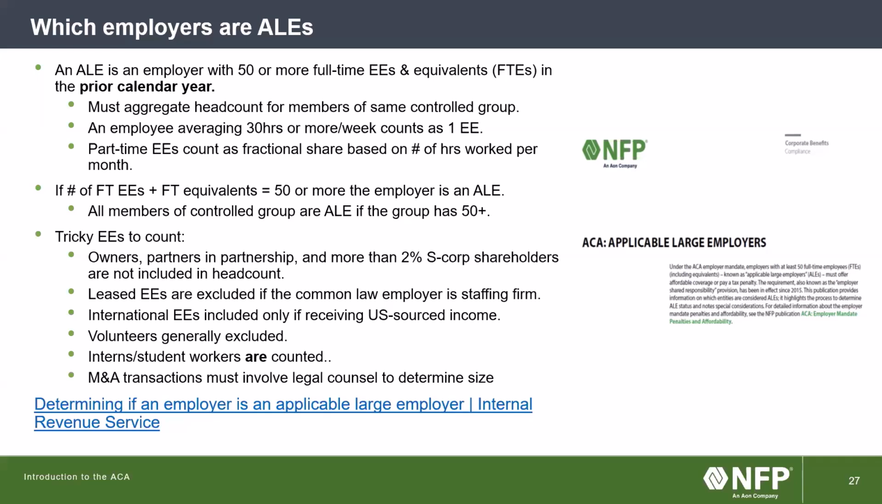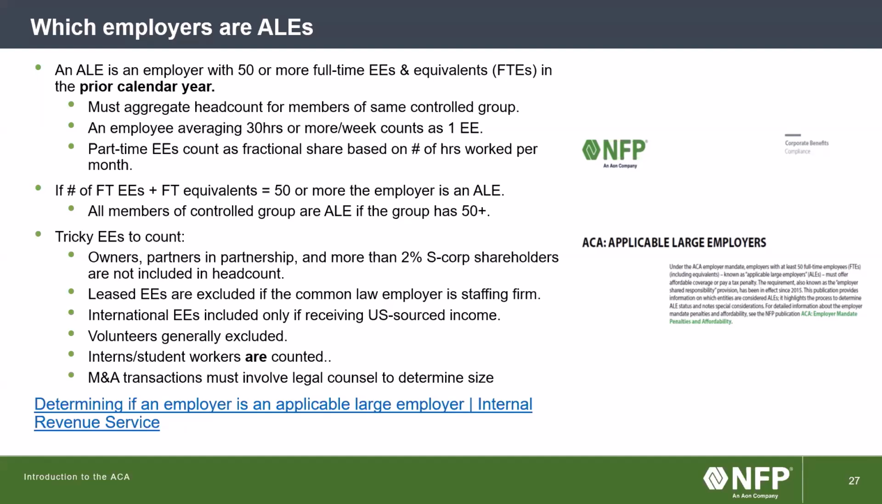And again, if you are part of a controlled group and you're aggregating those counts, then if the entire group together has more than 50, each member or each entity in that controlled group is considered an ALE. So if I have a group with 20 employees and an employer with 40 employees, and they're part of the same controlled group, together they have 60 employees, and therefore they are considered an ALE. So each of those entities would have to comply with the mandate.